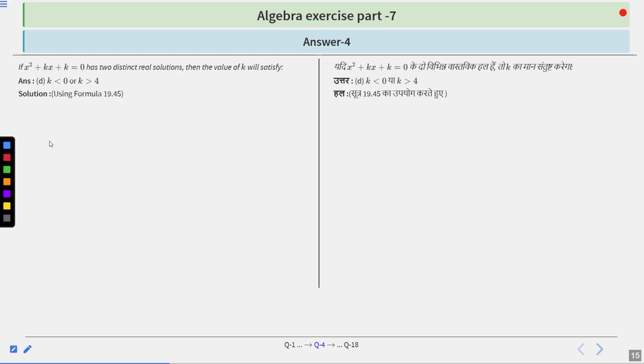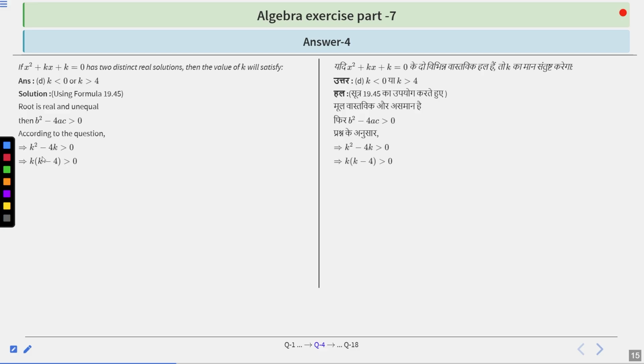We are going to use formula 19.45 to solve this one. Roots are real and unequal when b² − 4ac is greater than 0. So according to the question, putting the values of a, b, c from the equation x² + kx + k = 0, we get k² − 4k is greater than 0. Or taking k common, we can also write k(k − 4) is greater than 0. Therefore, k is greater than 4 or k is less than 0.